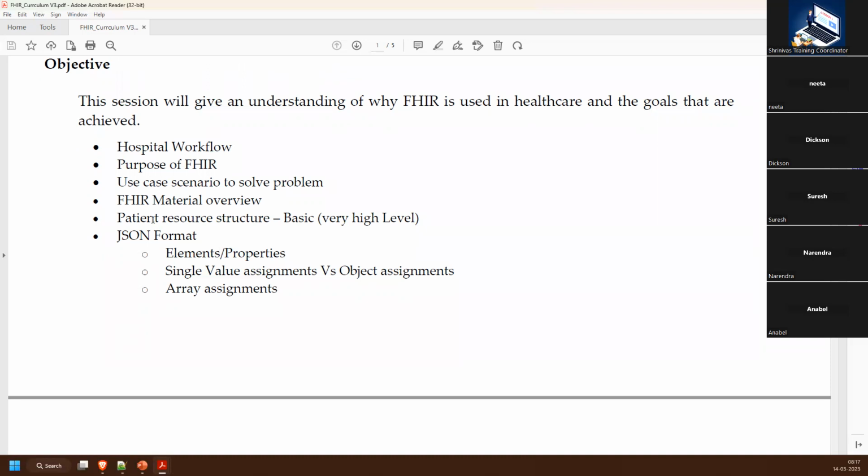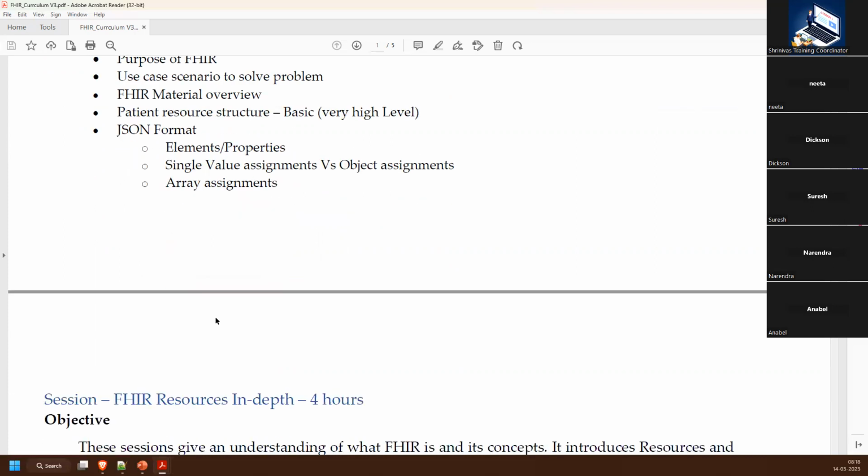And then we'll talk about the patient resource structure. So we'll take a very high-level look at the patient resource. And then we'll talk about the format in which the data gets exchanged. So FHIR can be exchanged in 3 different formats, but we'll be predominantly looking at JSON because that is the most common format that we'll be seeing all across the industry. You'll also see XML as well as Turtle, but we are not going to look at those formats as of now.